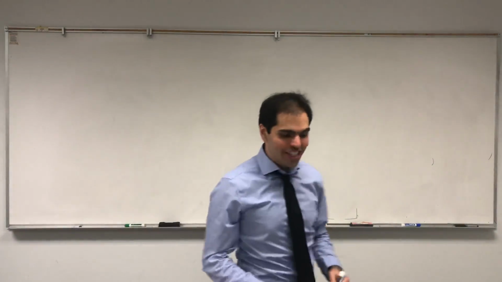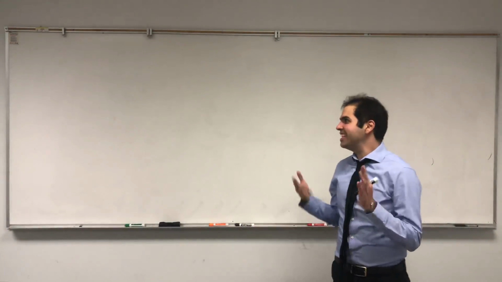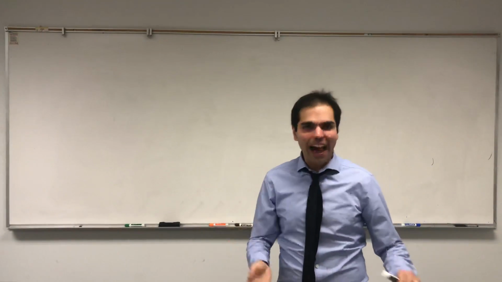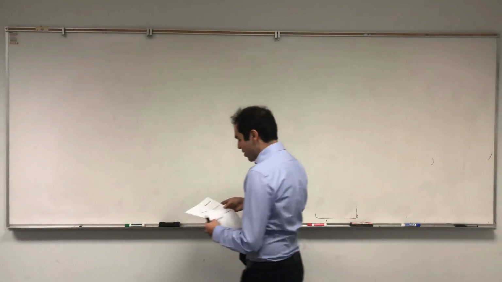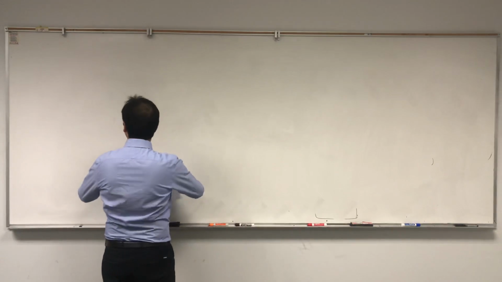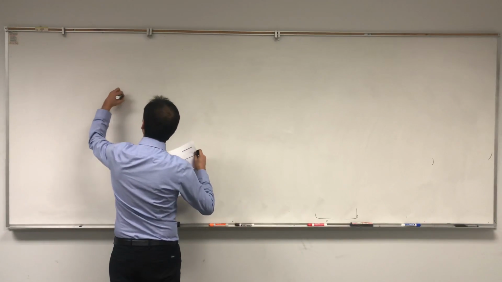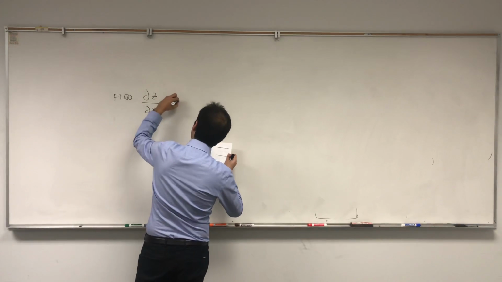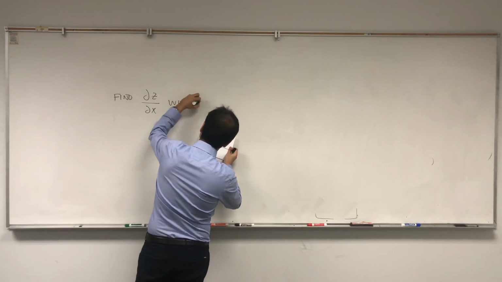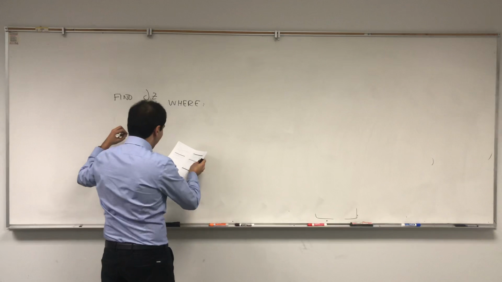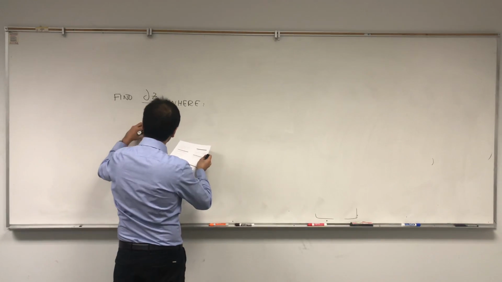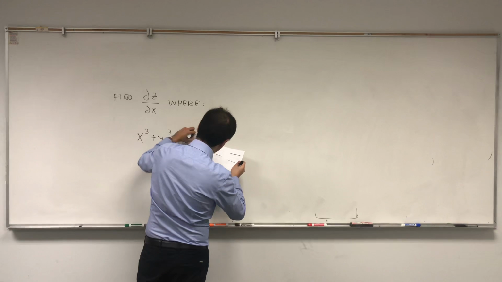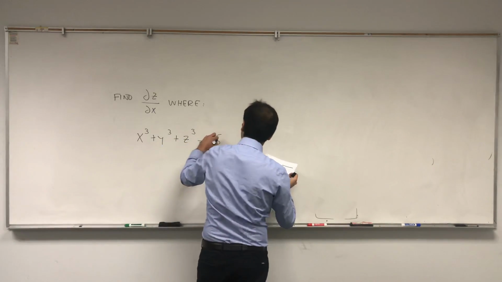Alright, thanks for watching, and today I want to give you an example of implicit differentiation, but in higher dimensions. So consider the following problem. Find partial z over partial x, where z is defined by the following equation: x cubed plus y cubed plus z cubed equals 6xyz.